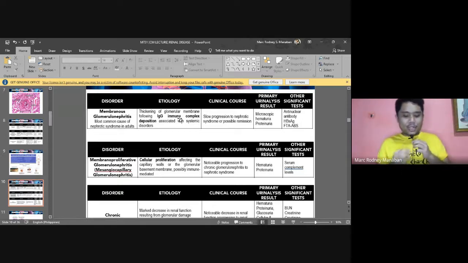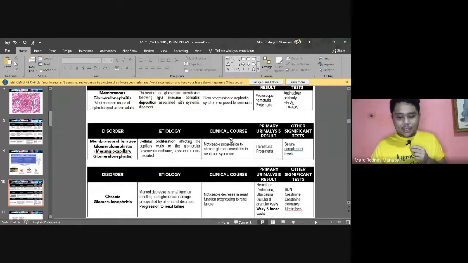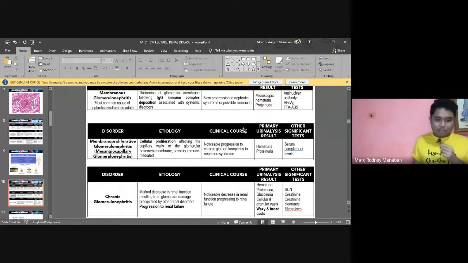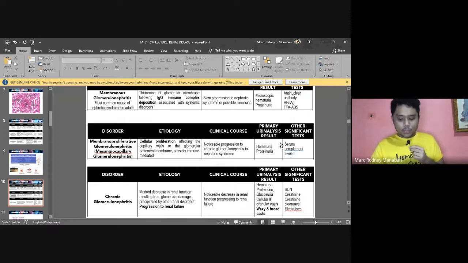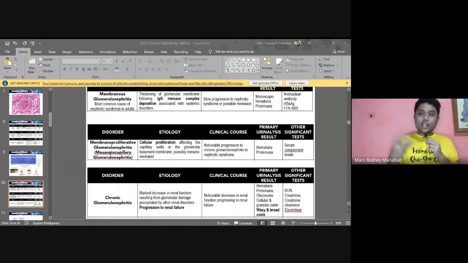Now, membranoproliferative, also known as mesangiocapillary glomerulonephritis, as you can see, involves cellular proliferation of the capillary walls or the glomerular basement membrane, still immune mediated. So it can progress to chronic glomerulonephritis and nephrotic syndrome. The result is still the same, hematuria and proteinuria, and for other significant tests, you may measure serum complement levels, because it could be depleted, since there's immune complex deposition in the glomerulus, which can activate the complement.